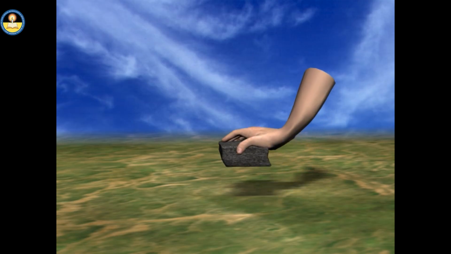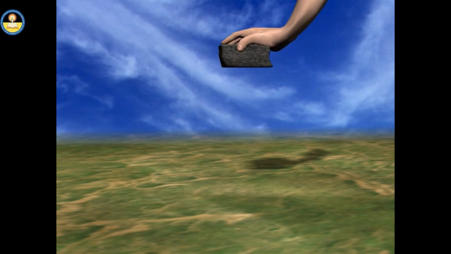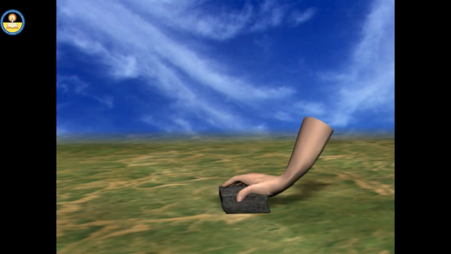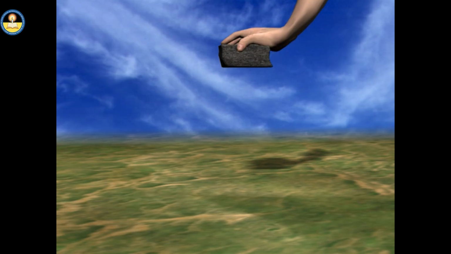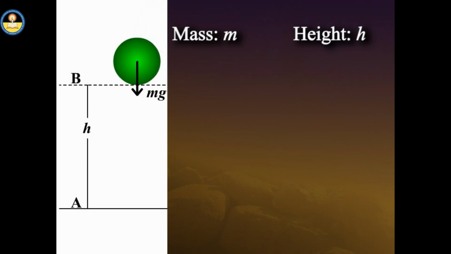Potential energy of a body is due to its height above the earth, and it is equal to the work done on the body in lifting the body against gravity to that position. If a body of mass m is to be raised to a height h above the ground, the force acting on the body is the same as the weight of the body, and this force acts in the downward direction.